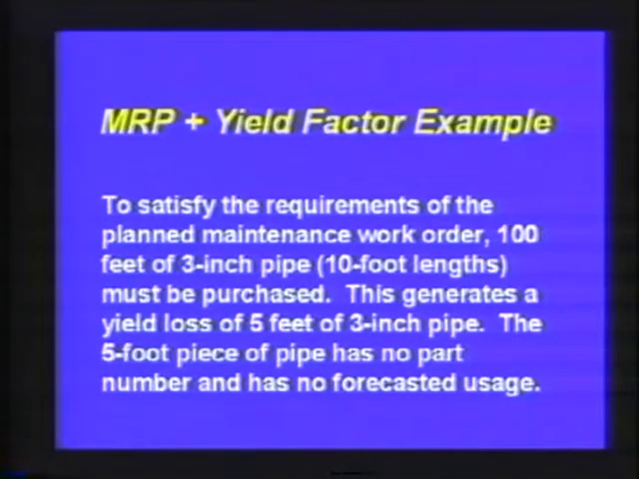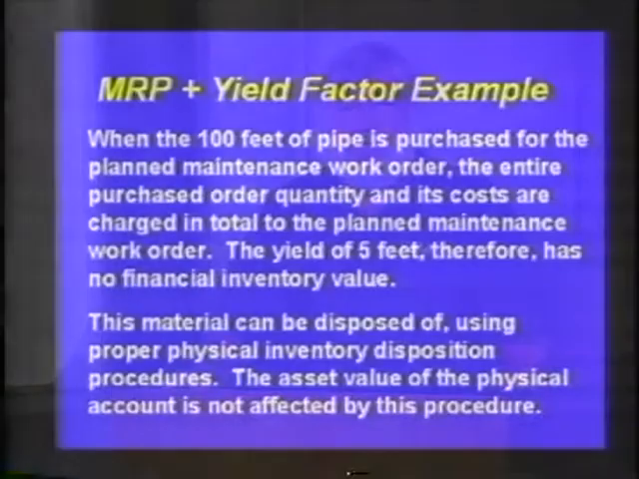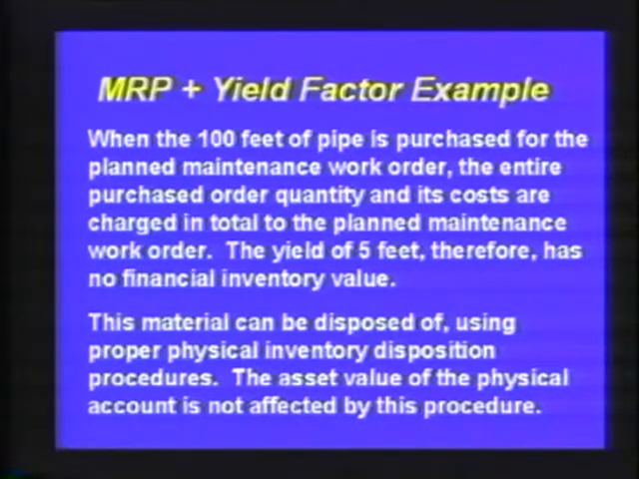Now, like I said previously, we want to charge the total value of that order for 100 feet to the planned maintenance work order. That means that the yield factor of 5 feet has 0 value. The thing that you have to develop is the disposition procedure and method for that 5 feet of 3-inch aluminum pipe. Remember, this could be for a special project. You don't know when you're going to use it again, and my advice is to dispose of it.